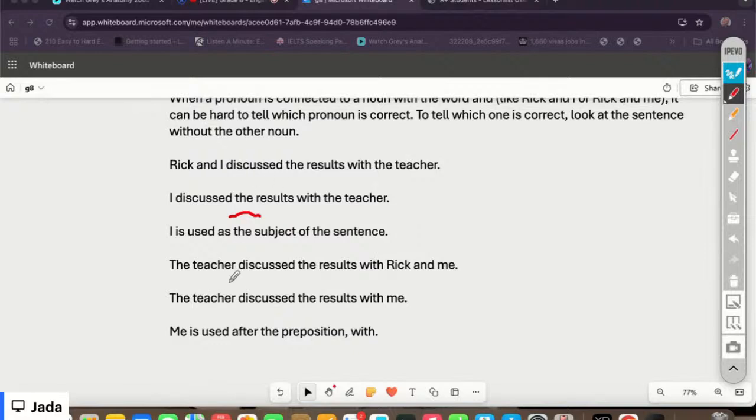And then we also have the teacher discussed the results with Rick and me. So if you have Rick and me and you want to choose the right pronoun that should be there, then you say the teacher discussed the results with me. All right, so you can remove the noun there, which is Rick, and then you just put me and see if it's suitable. So me is used after the preposition with. So you have to take note of the object pronoun and also the subject pronouns. You can let me know if you have any questions.